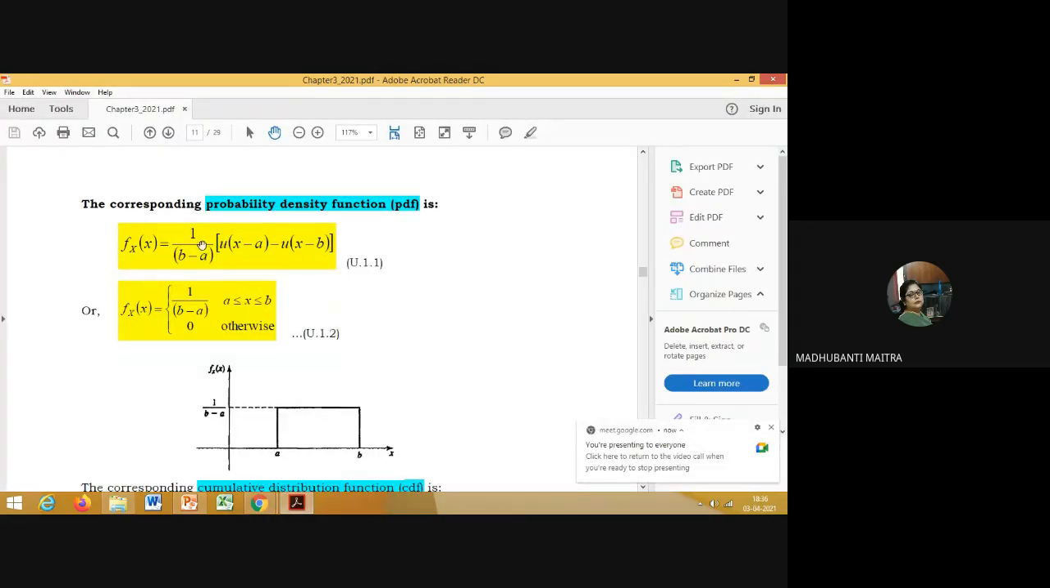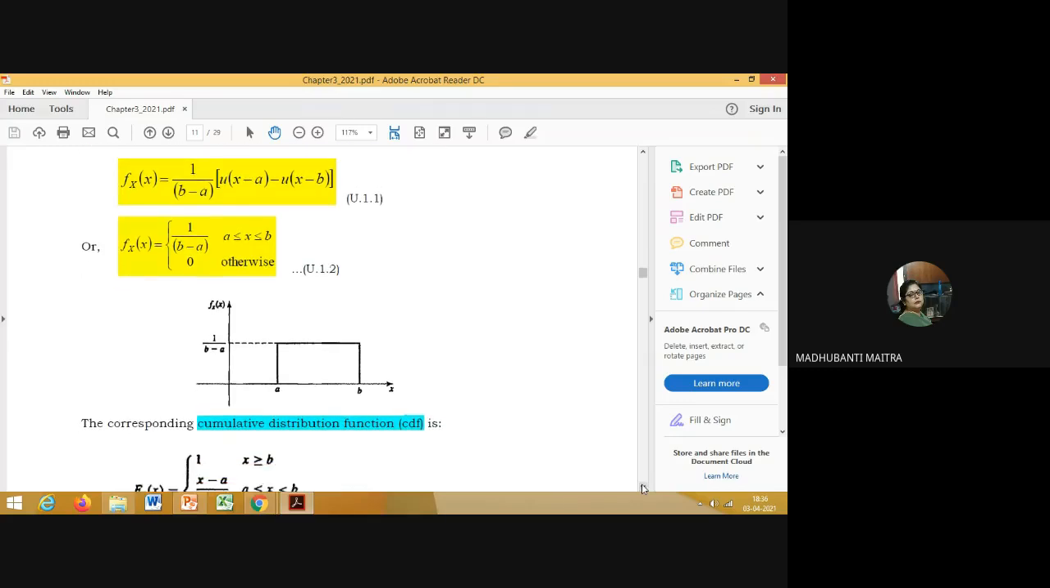But precisely we can write it as 1 by b minus a, u(x minus a) minus u(x minus b). To make it simple, we represent the density function to be equal to 1 by b minus a. So this height will be equal to 1 by b minus a, and the region we have already discussed is that any instantaneous value of the random variable x will lie between this.